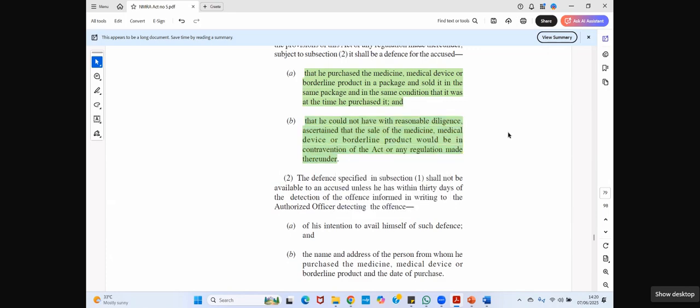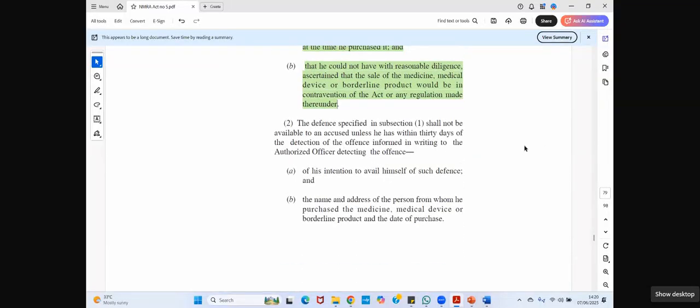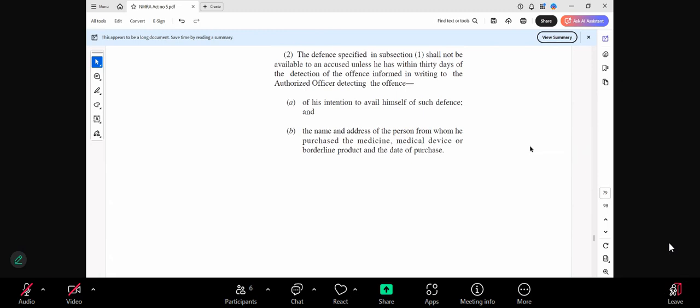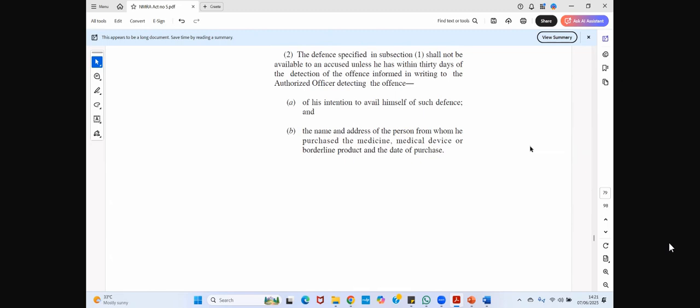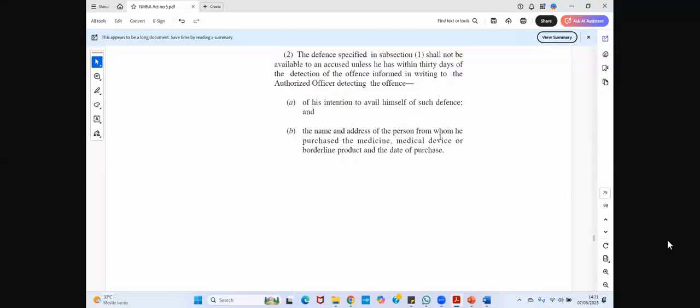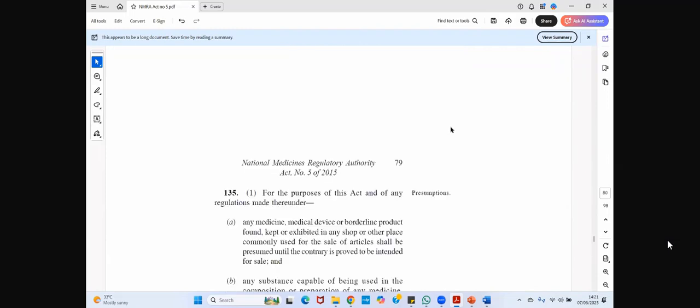And he could not have, with reasonable diligence, ascertained that the sale of the medicine, medical device, or borderline product would be in contravention of the act or any regulation made thereunder. The defense specified in subsection 1 shall not be available to the accused unless he has, within 30 days of detection of the offense, informed in writing the authorized officer detecting the offense of his intention to avail himself of such defense, and the name and address of the person from whom he purchased the medicine, medical device, or borderline product, and the date purchased.